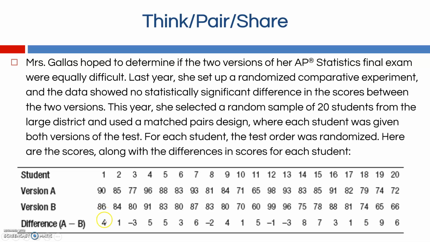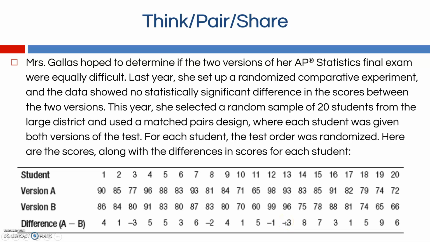The difference in those scores is 4. Let's go on to student 3. Student 3 scored a 77 on version A, but did a little better on version B, so A minus B would give us a negative value. Now, quickly scanning through the bottom row, notice that there are not too many negatives.